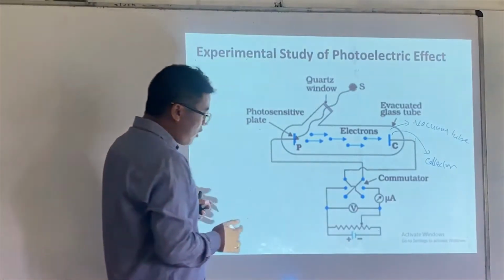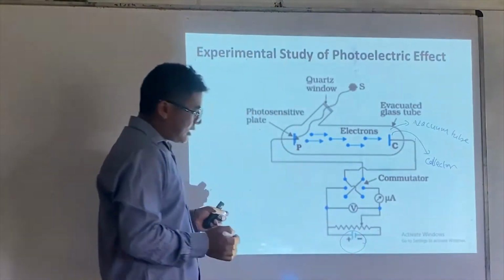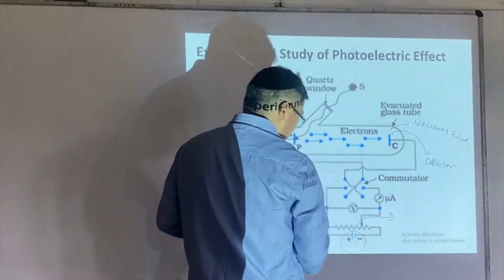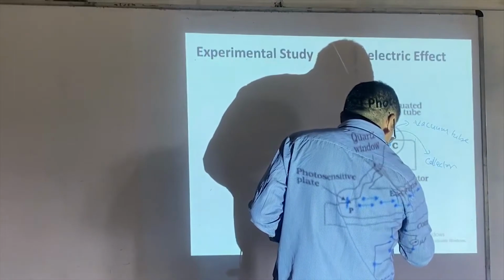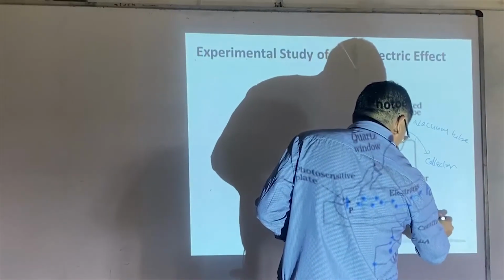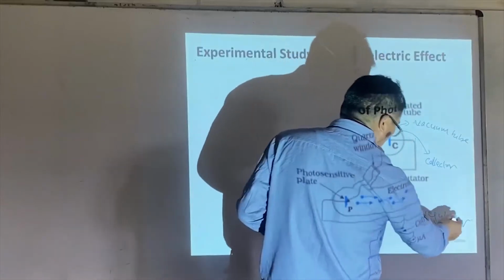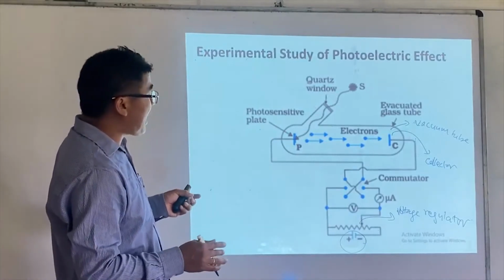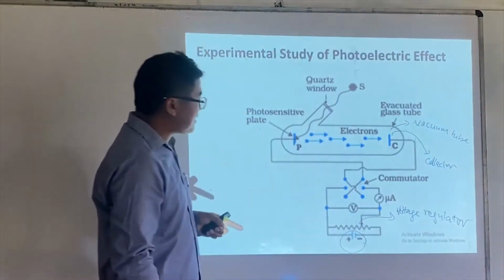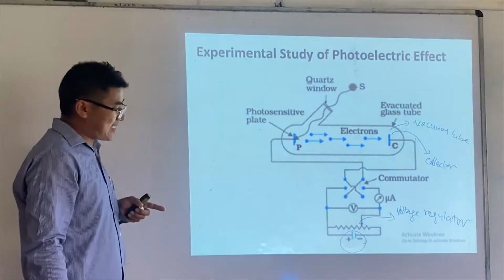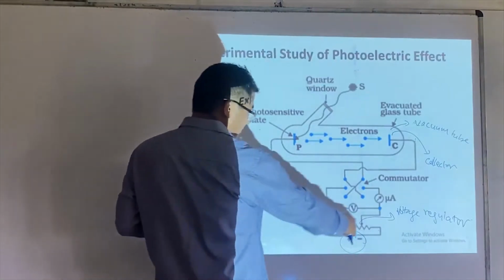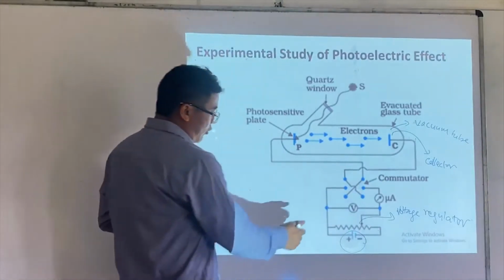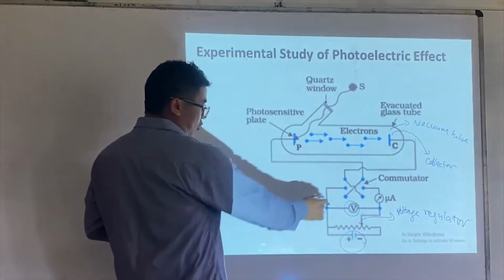Here, this is the battery we are going to use, and this is the voltage regulator. That means I can increase the voltage and decrease the voltage across PC. The voltage is applied across PC, where P is the photosensitive plate and C is the collector. The voltage can be regulated by moving this arrow, and this is how you measure the voltage.